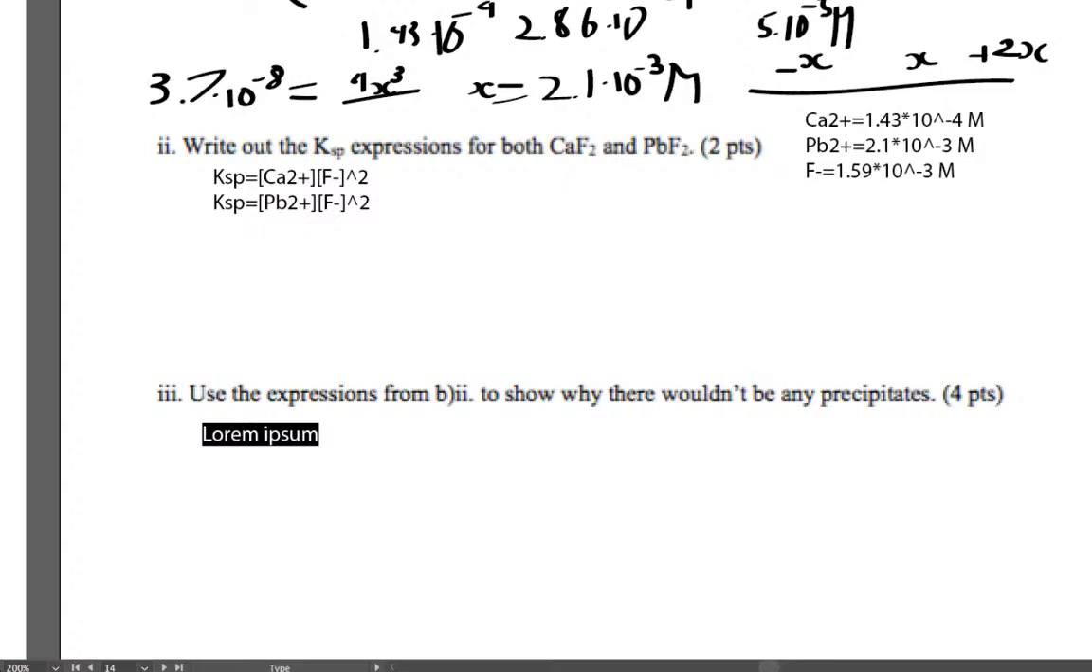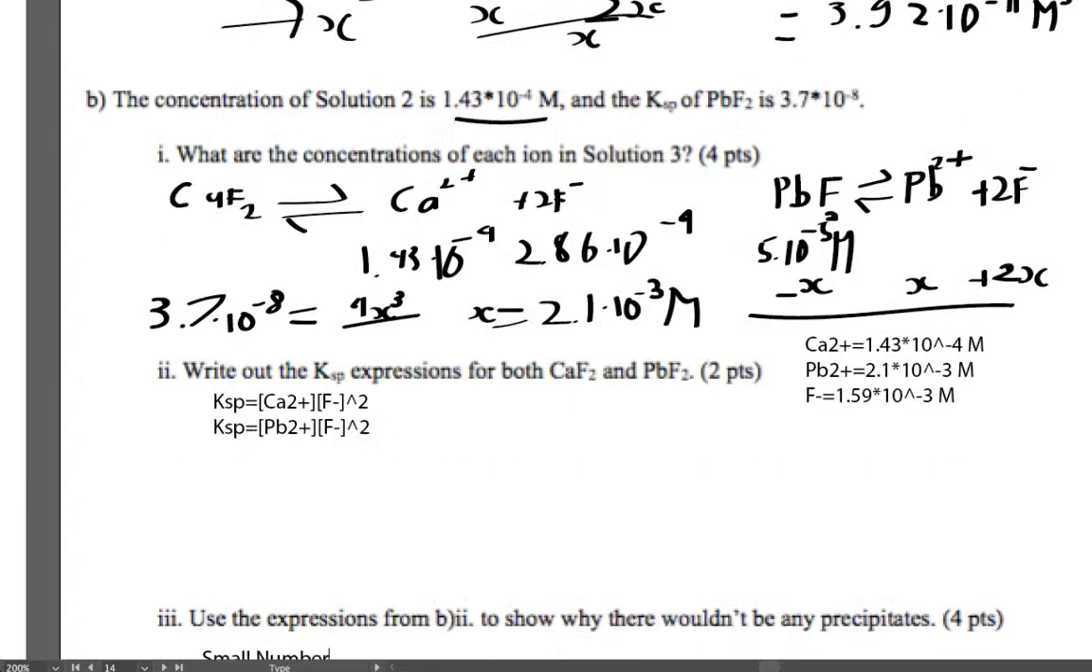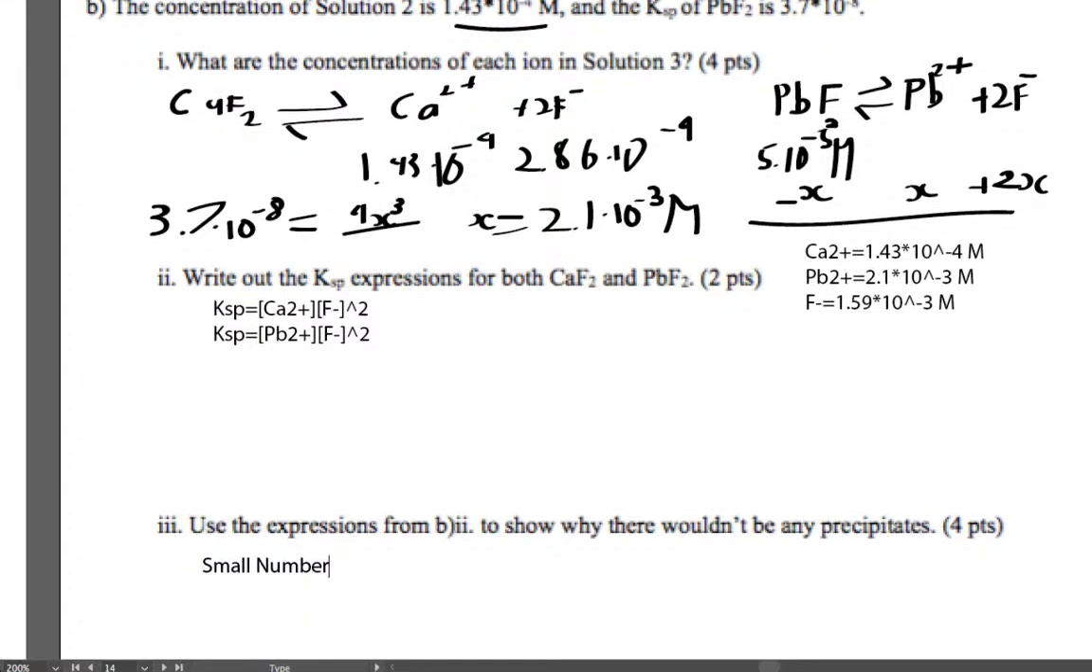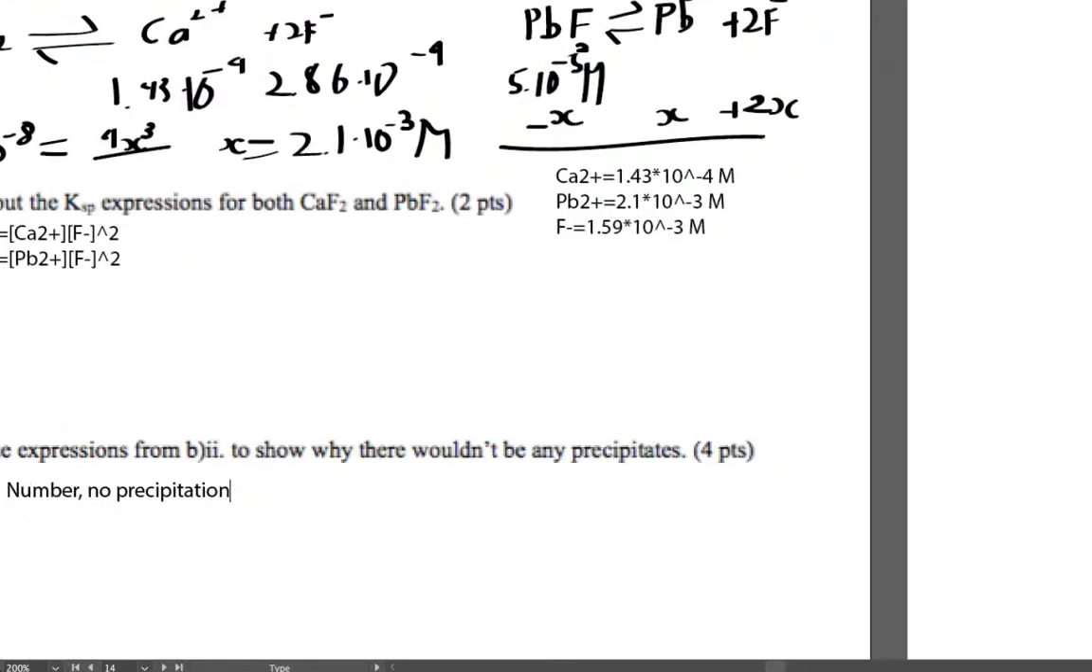Show why there wouldn't be any precipitates. Small number, I guess, because the molarity is actually pretty small. So I would say that it would have a small number, meaning no precipitation. Hey, there we go. I did entire maths, which I know is not correct.